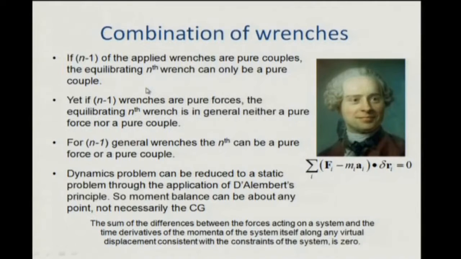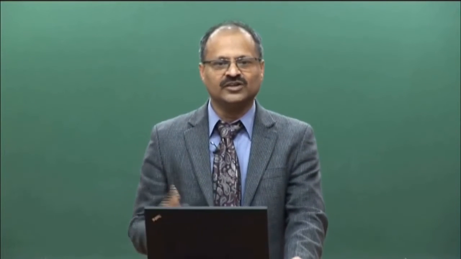But if you have n minus 1 general wrenches, then the nth can be a pure force or a pure couple also, if they are general wrenches. So there is no assumption. So this is very much a statement that has to do with synthesis. If you're looking to balance it, can you balance it using a pure couple? That will change how you set up your actuators or how you set up your constraint system, where you put constraints on a system.